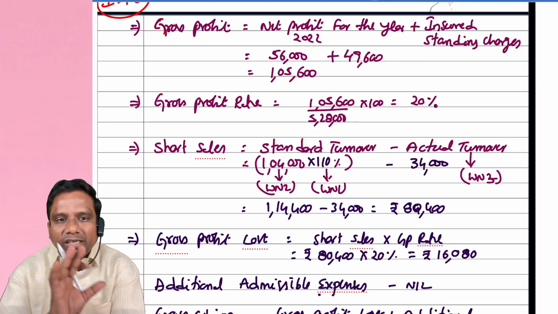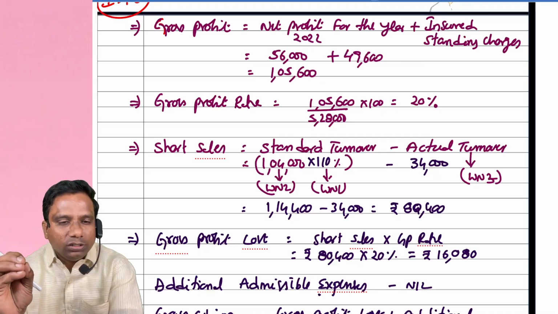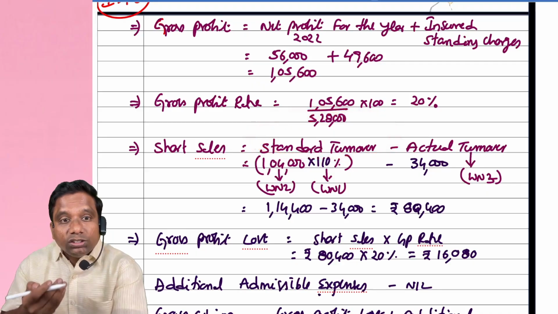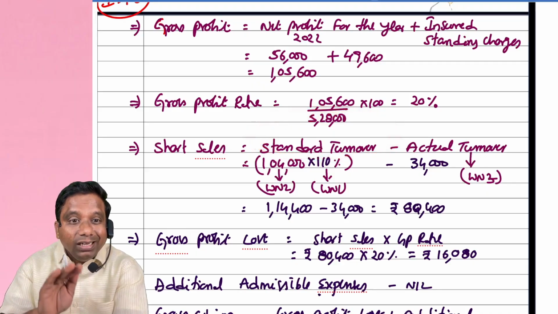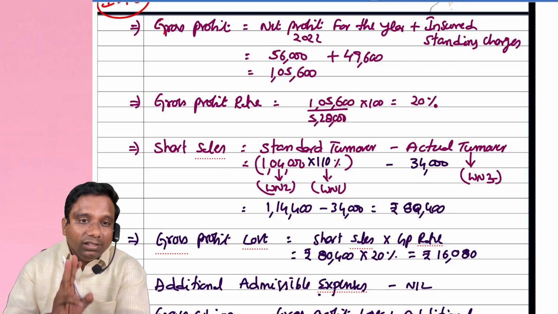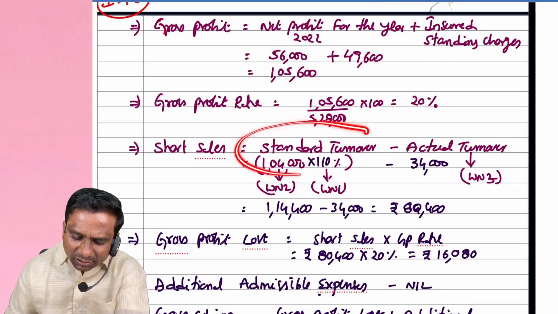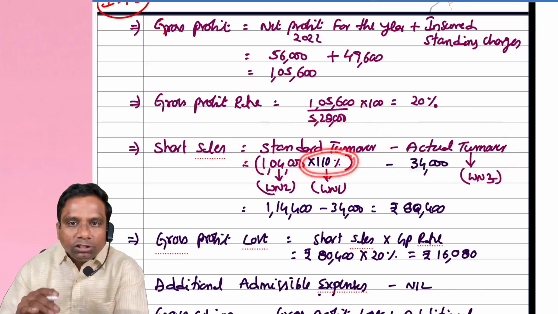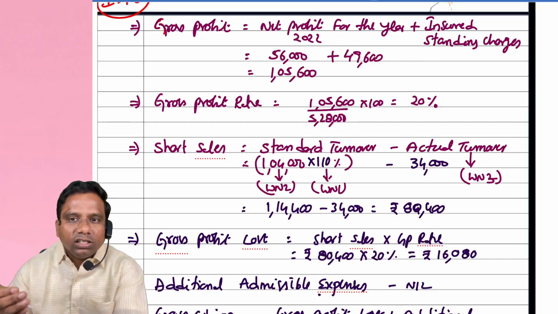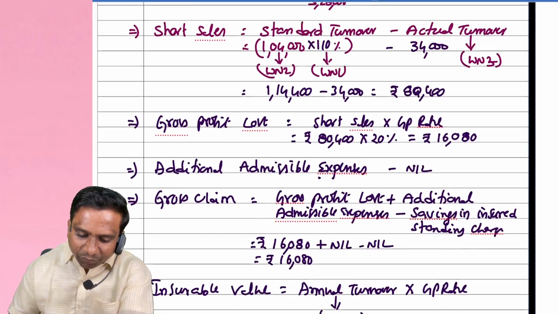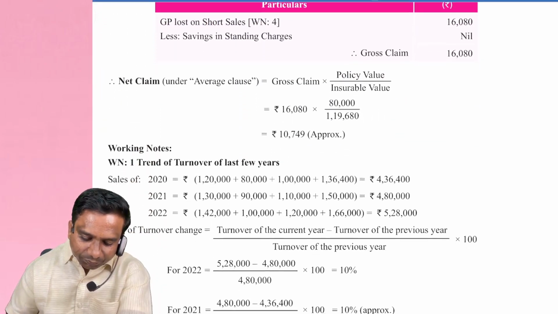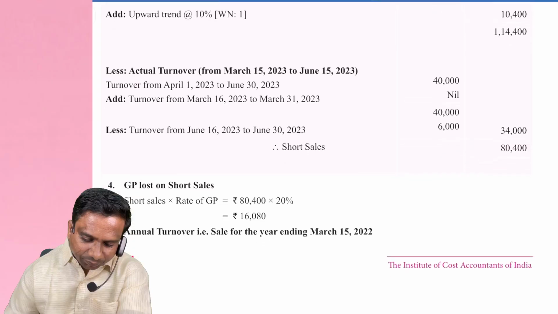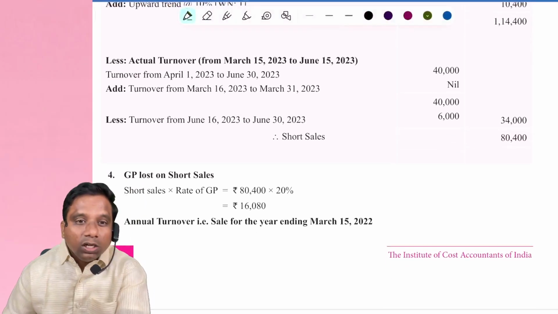But in the problem, they did not mention standard turnover and actual turnover. And when we are taking standard turnover, we also check any trend. So here we need three things: standard turnover, actual turnover, and any trend. First we go to standard turnover calculation and actual turnover calculation. Now look at the problem. What is our actual turnover?